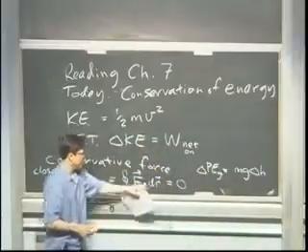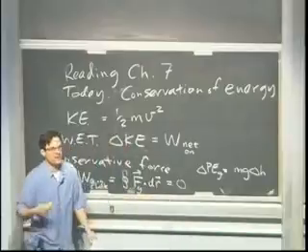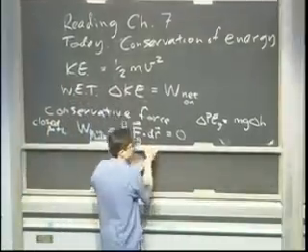Any force that has this property, so that the work is always going to be 0 for any closed path, you can define a potential energy for it. And that's why we were allowed to do that for springs, right? And we calculated that last time. Spring has this property as well, right?